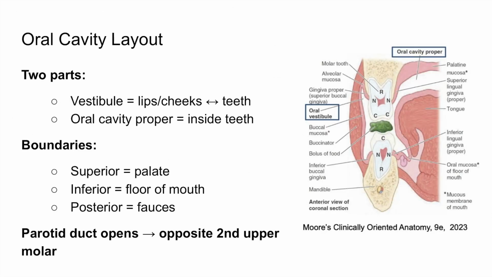All right, so think of the oral cavity as having two compartments separated by teeth. It's not just one big space, right?